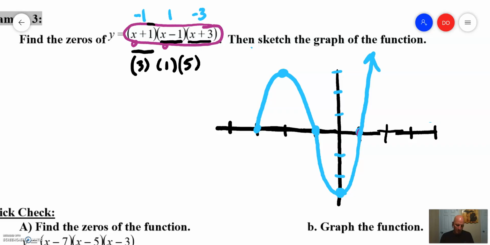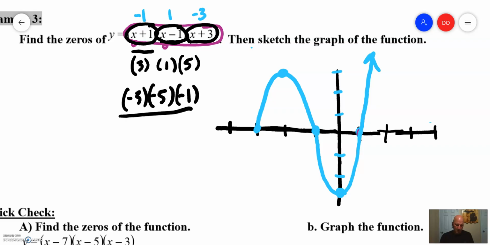When I plug -4 into the first linear factor, that would give me -3. I plug in -4 right here, that would give me -5. And plug in -4 right here, that would give me -1. Notice I'm multiplying three negatives together, therefore my result is going to be negative, which means the end behavior on this graph would be traveling downward.